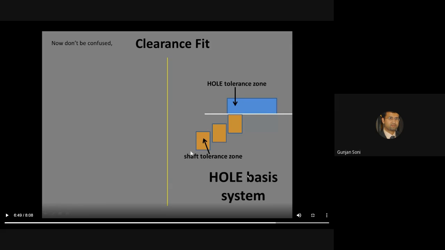Just a second, I'll share one more thing before we go ahead. I would like to share another video of hole basis and shaft basis system. So just give me a second here. There's a very good video on hole basis and shaft basis which I would like to show you.